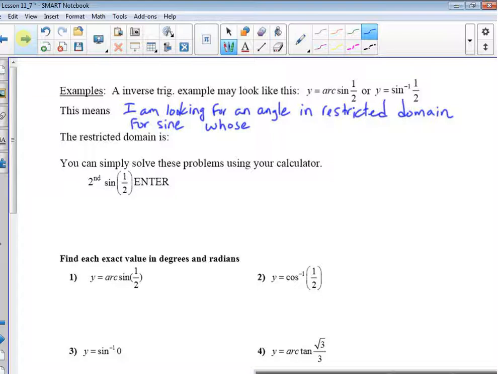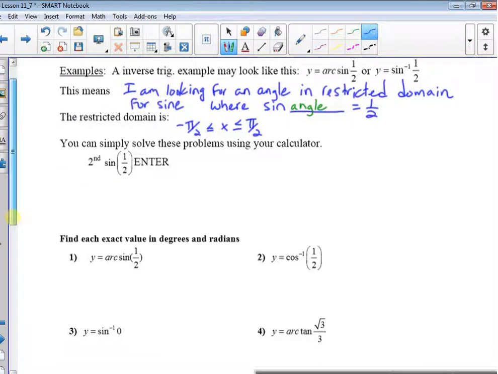Maybe I should state that better as where instead of whose. I should say where the sine of the angle that we're looking for is equal to 1/2. And the restricted domain for sine is -pi over 2 to +pi over 2, or -90 to 90. You can simply solve these problems using your calculator.